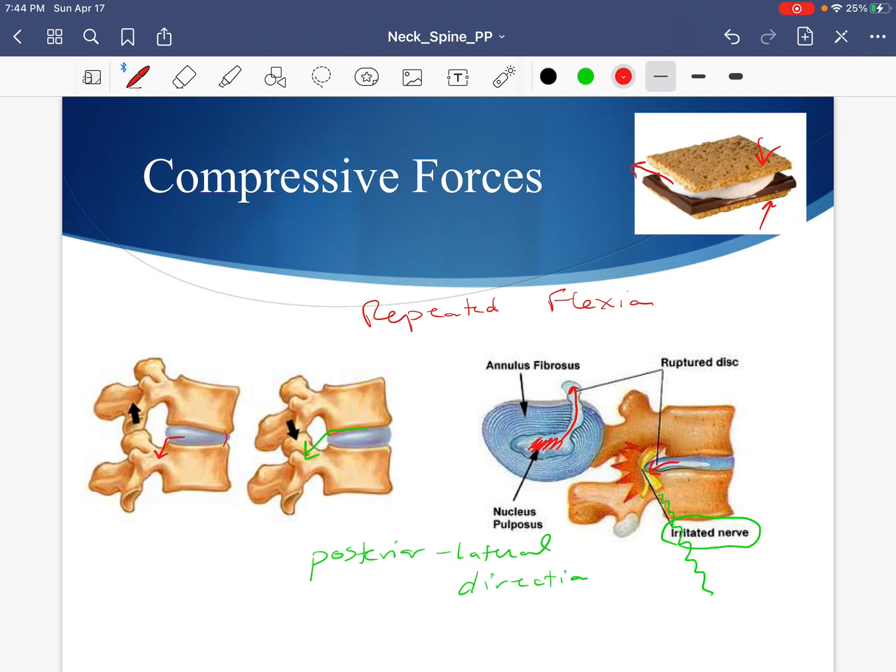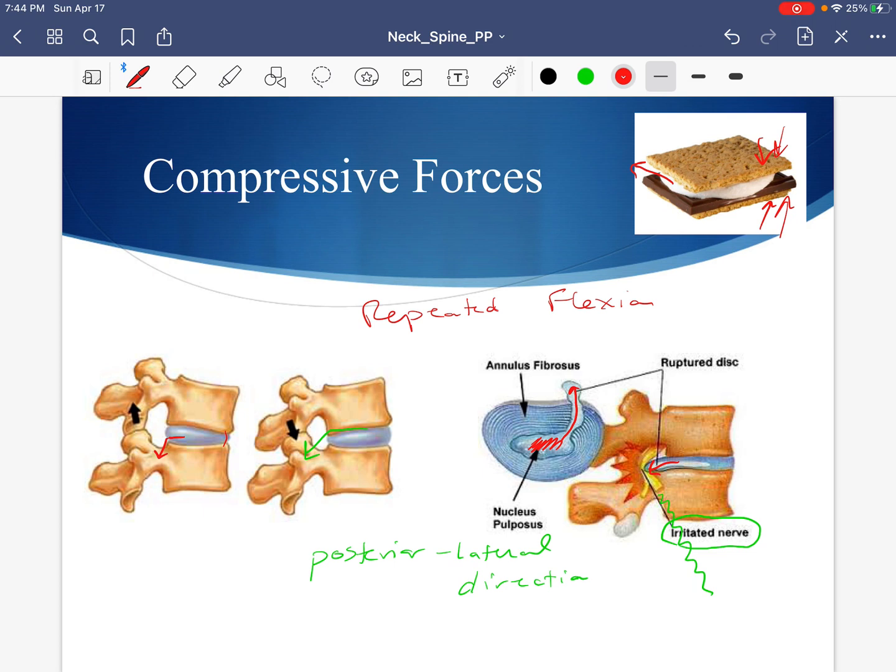The back. So imagine constantly doing trunk flexion, constantly bending forward, constantly pushing the front ends of your graham crackers together. Where's the marshmallow going to leak out? The back. And that's the same mechanics that happens in your intervertebral disc.